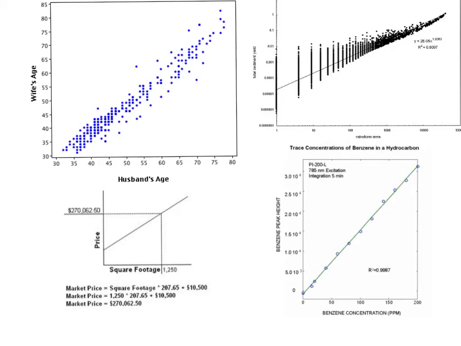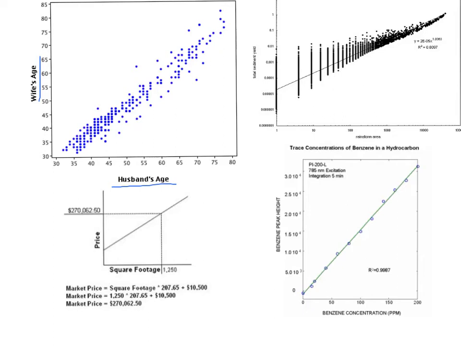Here are some examples of linear relationships. Again, these are not direct, these are linear. So if we take a look at graph number 1 here, you can see we've got the husband's age versus the wife's age, and you've got all kinds of data here in the middle that they've collected, and indeed it is increasing. As the husband's age increases, the wife's age increases, and so this is definitely a linear relationship.